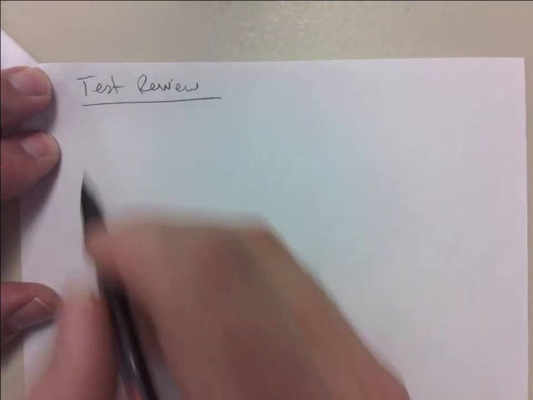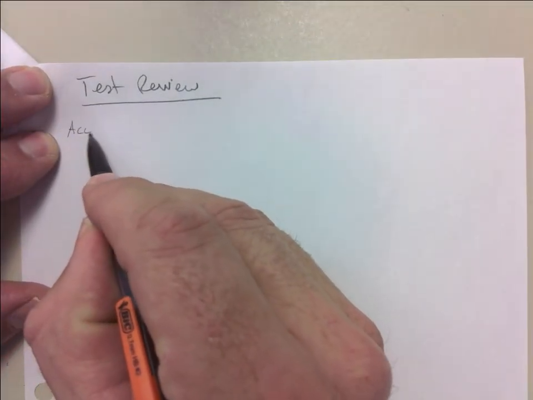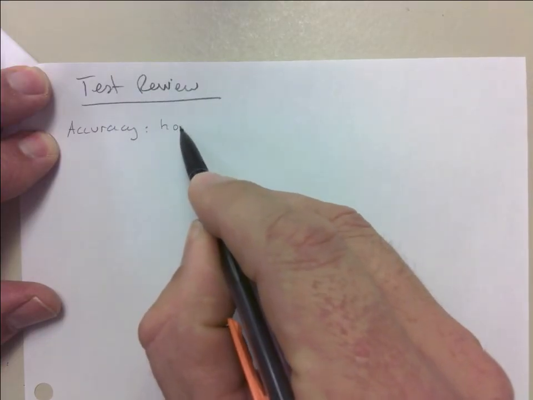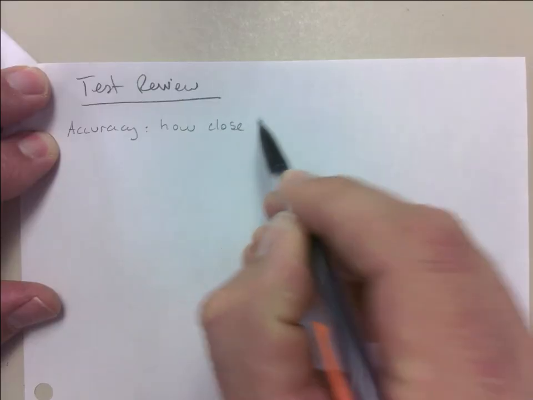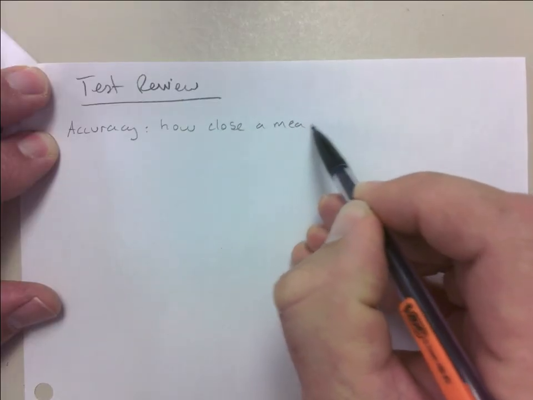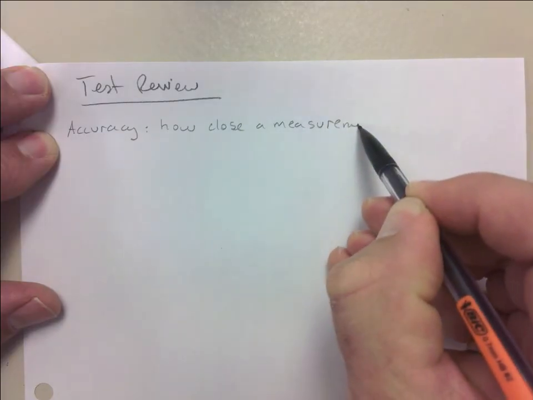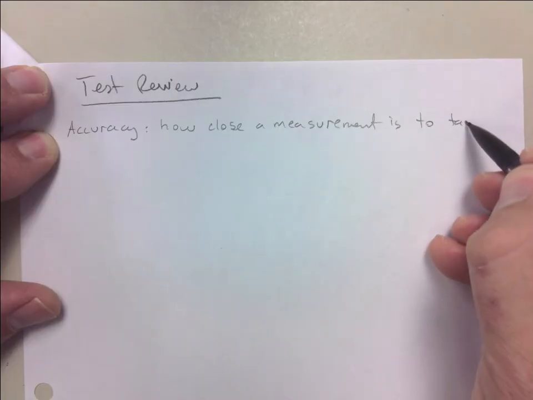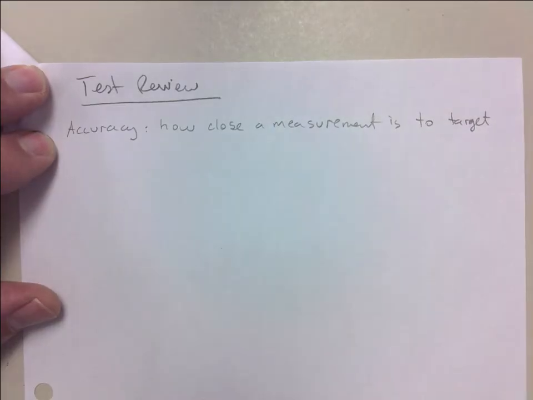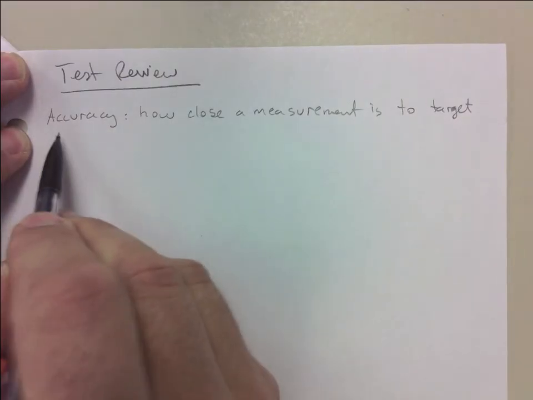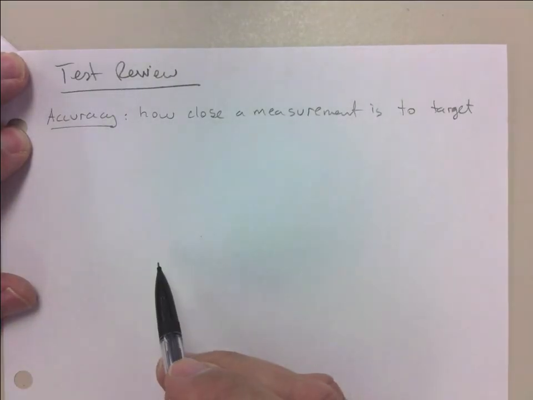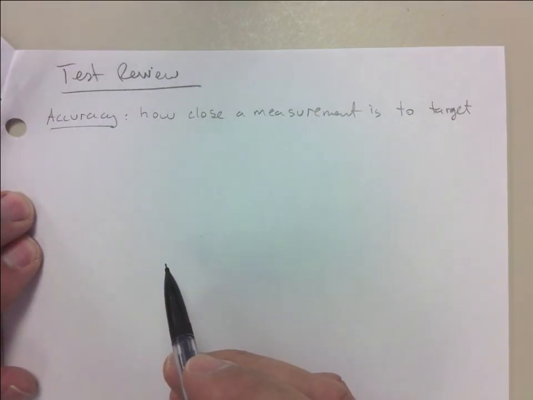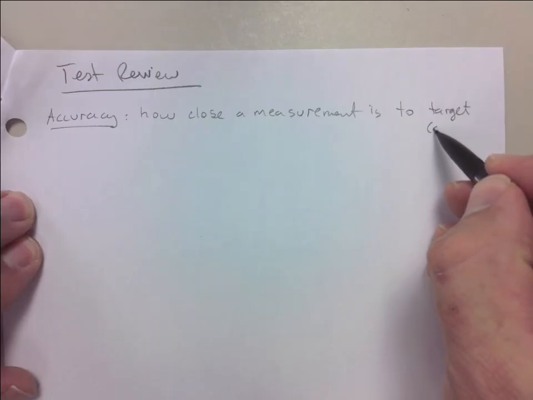Right, so it all started with accuracy. And accuracy means how close a measurement is to target. I'm just going to summarize it. If you want to go through and look it up, you can do so. But accuracy is how close a measurement is to the actual value. Right? Target is like our actual.